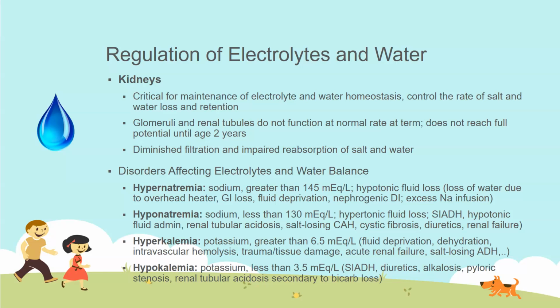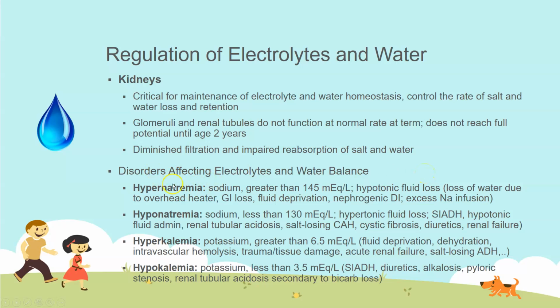So let's look at the regulation of electrolytes and water. The kidneys are critical for the maintenance of electrolytes and water. They control the rate of salt and water loss and retention. The glomeruli and renal tubules do not function at a normal rate at term, and they do not reach full potential until the child is 2 years old. Until then, they are very susceptible to dehydration, which can become a concern if you have nausea and vomiting in the infant or young baby. You also have diminished filtration within the kidneys and impaired reabsorption of salt and water.